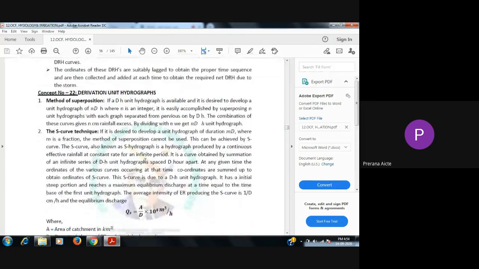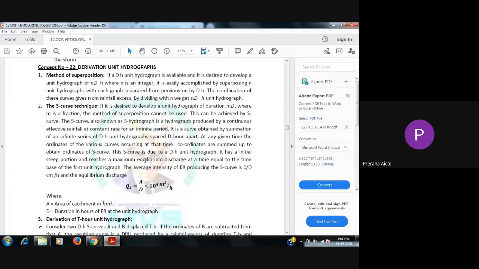Then the S-curve technique. In the S-curve technique, if it is desired to develop a unit hydrograph of duration m D_h, where m is a fraction, here n is an integer. See the difference between the method of superposition and S-curve. Here n is an integer, but here m is a fraction. So the method of superposition cannot be used. This can be achieved by the S-curve, also known as the S-hydrograph. What is meant by a hydrograph? It is a direct runoff hydrograph resulting from 1 centimeter effective rainfall.